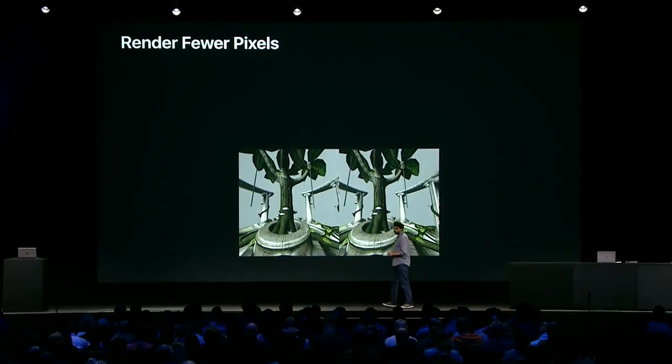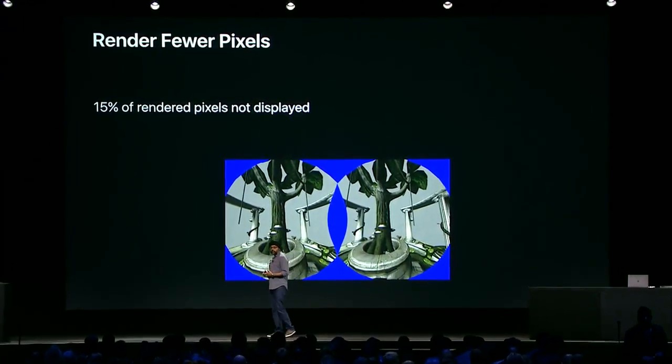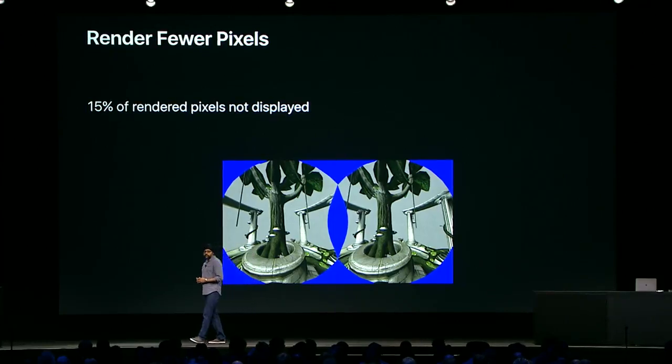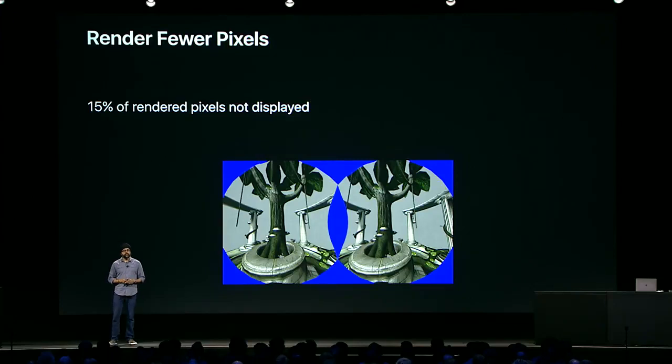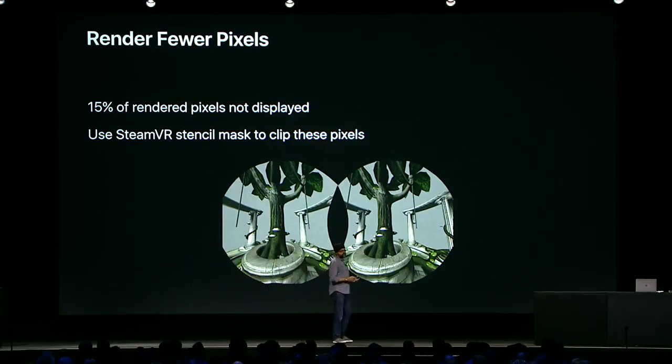All right, the final optimization that I want to talk about today is really a general best practice. You want to try and reduce the number of pixels that you're shading every frame. Due to the nature of the lens warp, about 15% of your rendered scene is not actually visible on the VR headset. This is represented by the blue regions in this image. Luckily, SteamVR offers a mesh-based stencil mask that is specific to the Vive headset that you can use to cull these pixels. It's really easy to use and provides a substantial benefit.